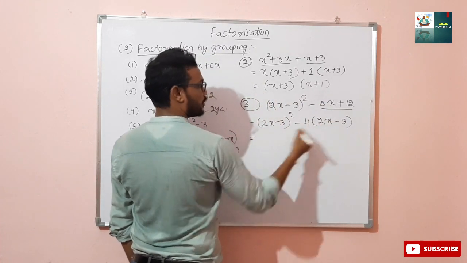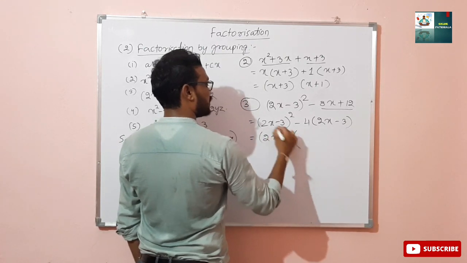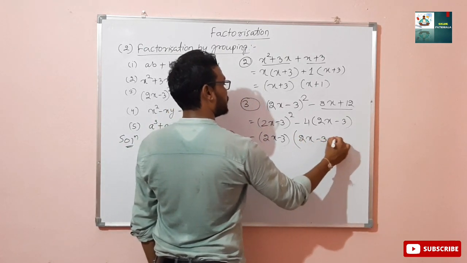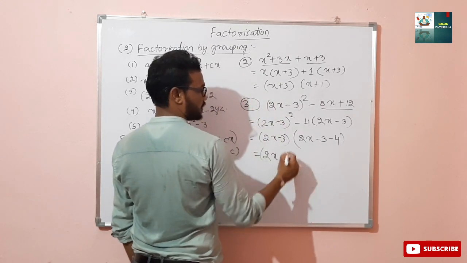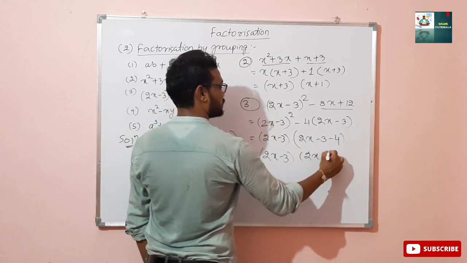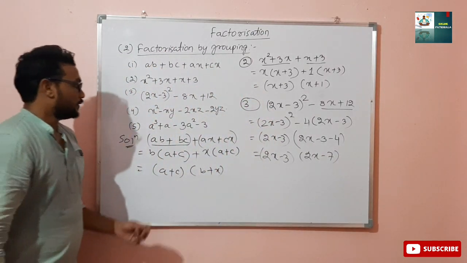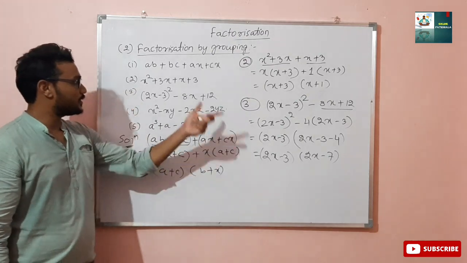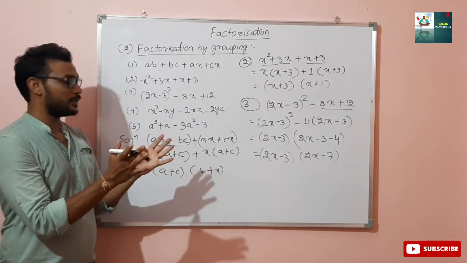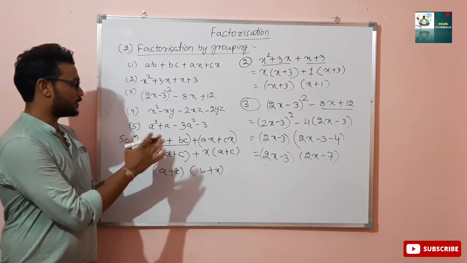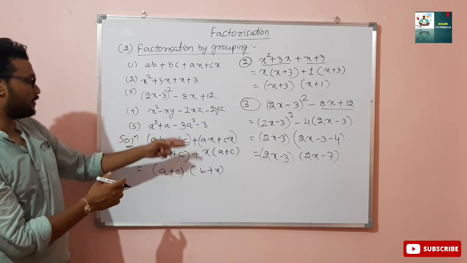So now both the terms have the common factor, that is (2x - 3). Here how much is left? (2x - 3), and here minus 4. So you further solve this one: (2x - 3) times (2x - 7). Right. So nothing is hard here, very easy questions are there. You just have to keep two things in mind: take the common factor from them, then you will get the answer.